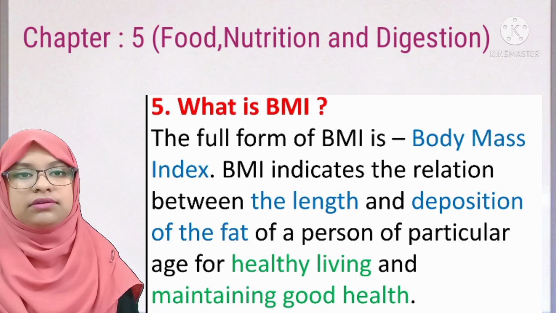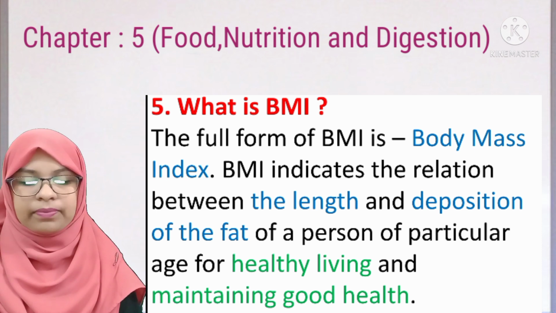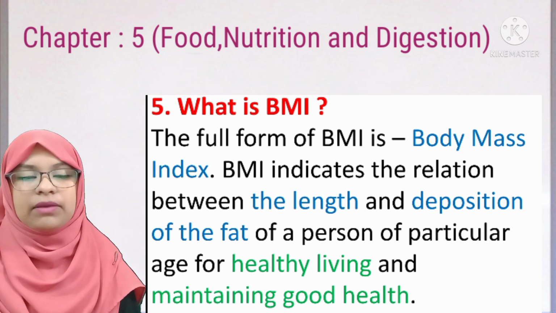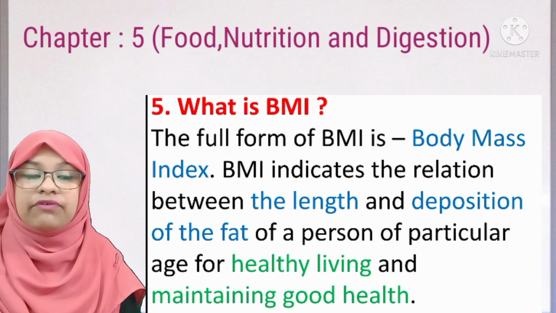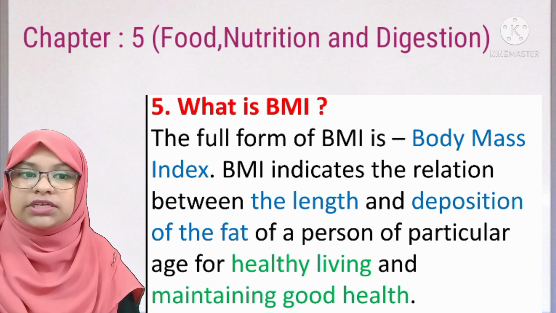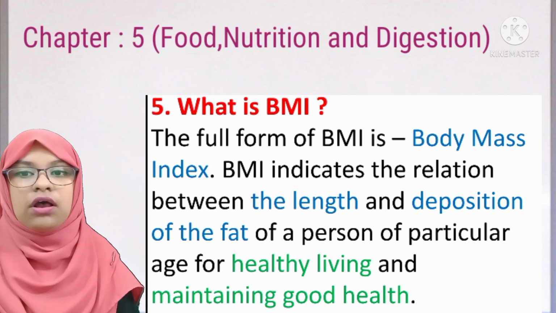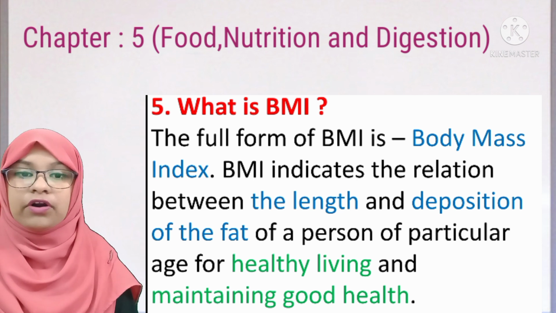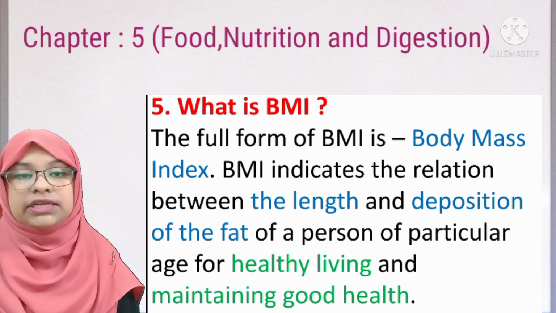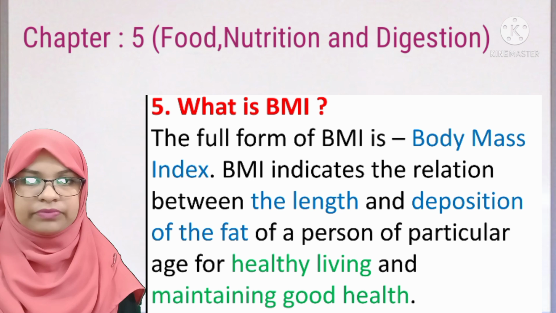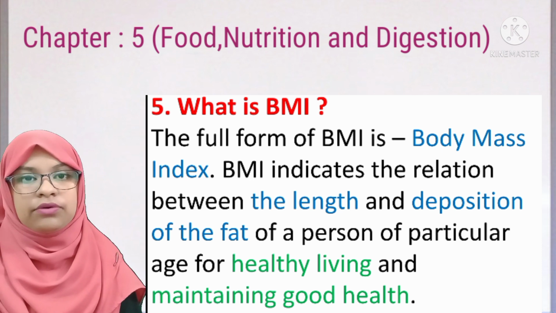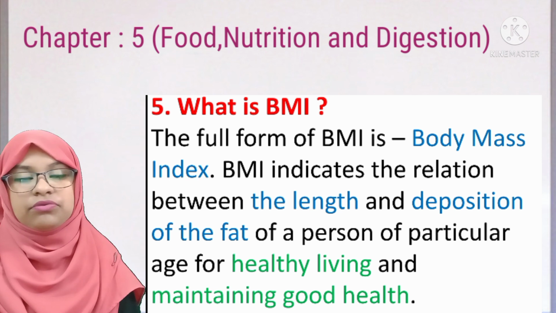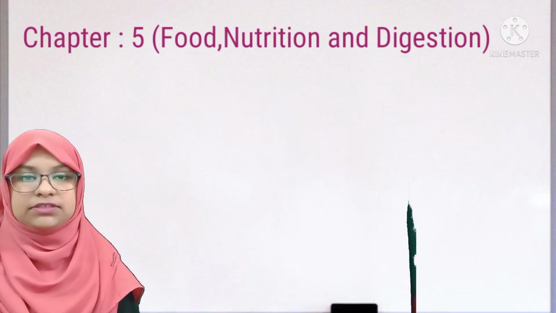Our fifth question is, what is BMI? The full form of BMI is body mass index. BMI indicates the relation between the height and deposition of fat of a person of a particular age, for healthy living and maintaining good health. If we know the height and weight of a man, we can easily know the BMI of this man.